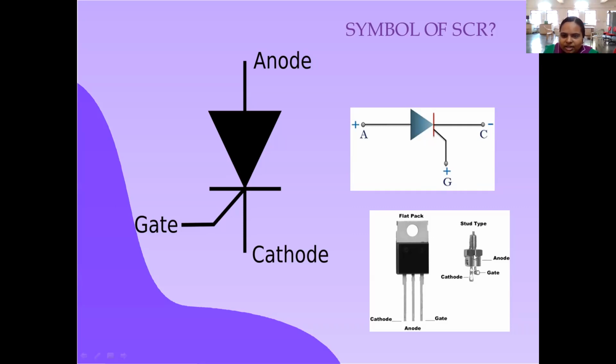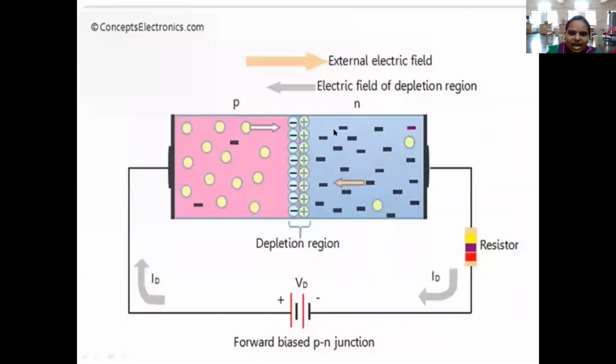In general, the SCR will be a flat pack or a stud type. In the flat type, this terminal is called the cathode. The middle one will be the anode, and the last terminal is the cathode. But for the stud type, this one is called the anode, this is the gate, and this is the cathode. This is the symbol for SCR.